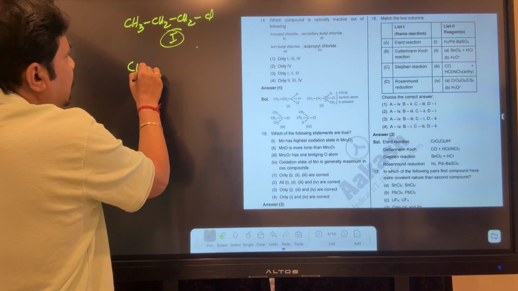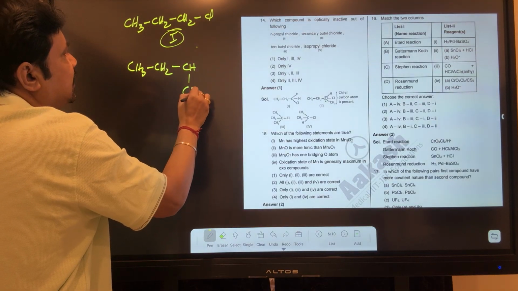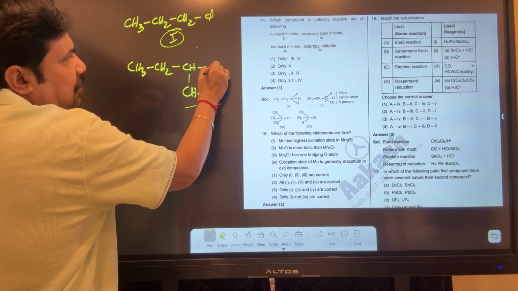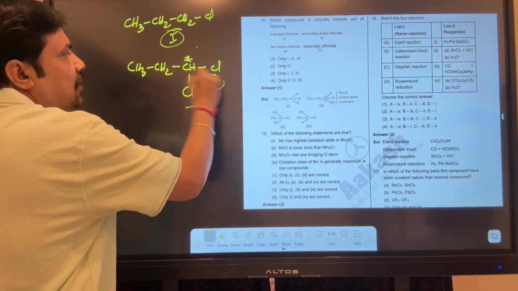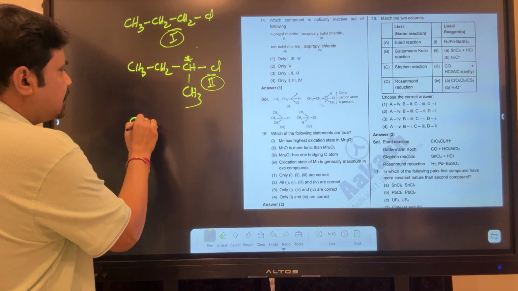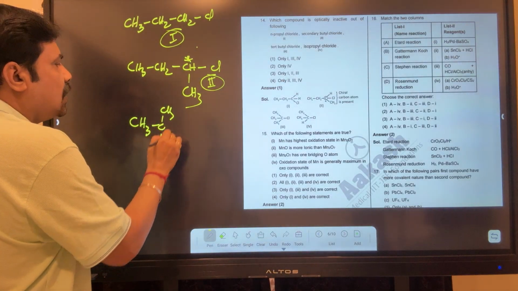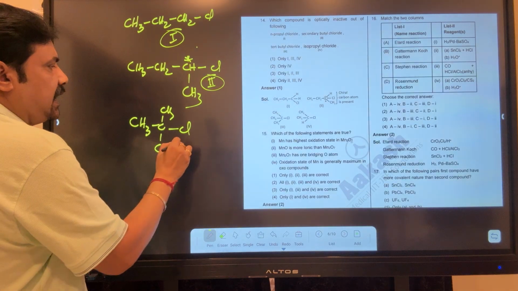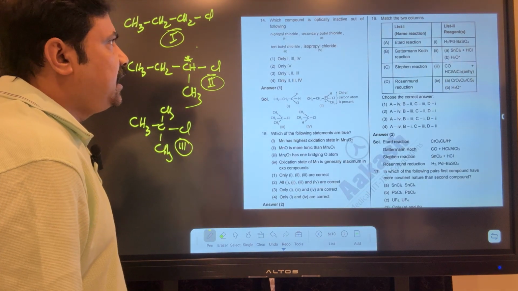Secondary butyl chloride. What is secondary butyl chloride? CH3, CH2, CH, CH3 is the secondary butyl group, here with chloride. Now you look here, a chiral center is there, so the second compound is optically active. Now tertiary butyl chloride. The tertiary butyl group is this one, and with chloride there is no chiral center. A 3-methyl group is present. This is optically inactive.